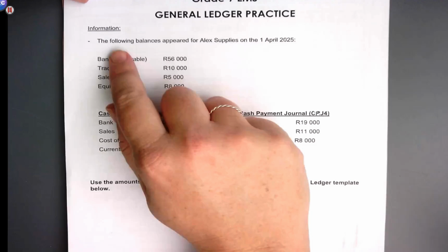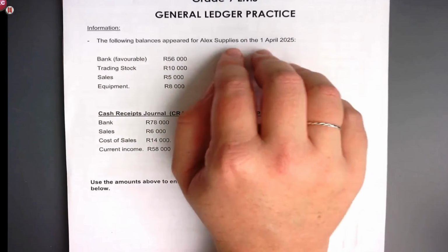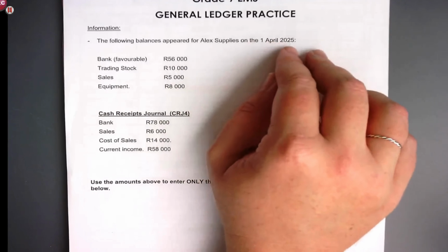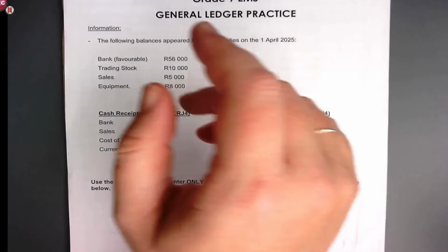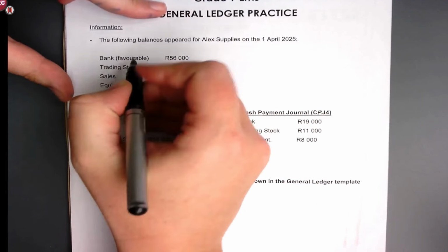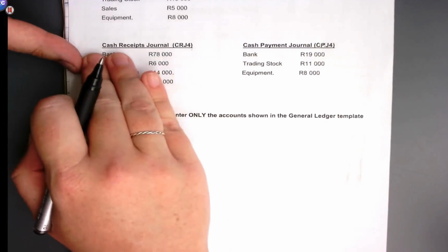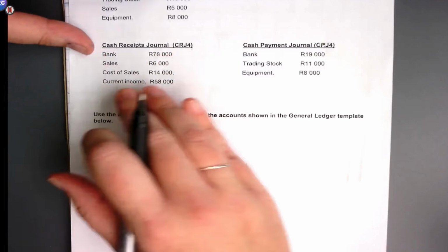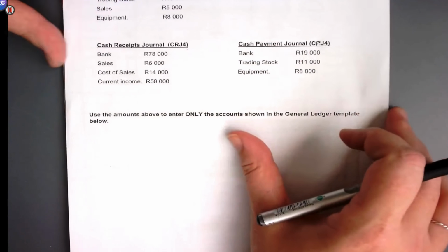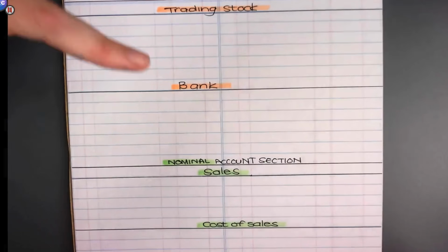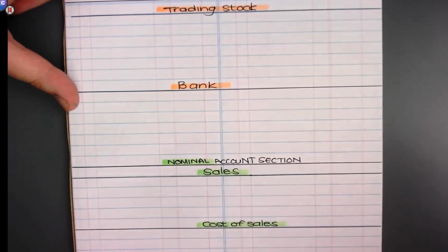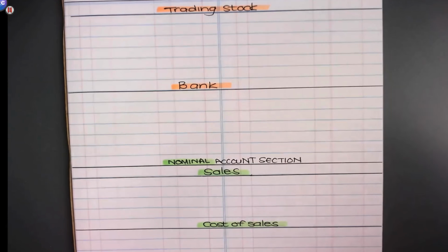Alright, so we're looking at the following. Balances appear for Alex Supplies on the 1st of April 2025, and they give you 4 amounts. This favorable means that it's positive. There's a cash receipts journal totals and your cash payment journal total. So these amounts need to go into the relevant accounts. And here they've only given you 4 accounts, so we're only going to be dealing with these 4.